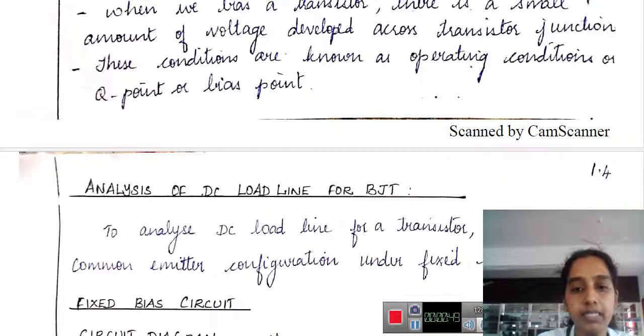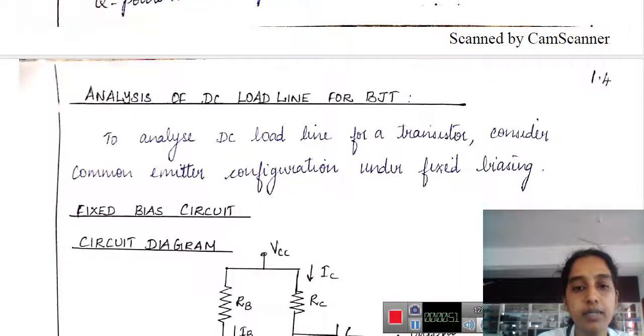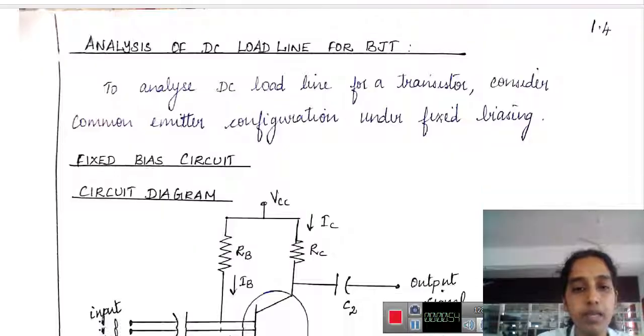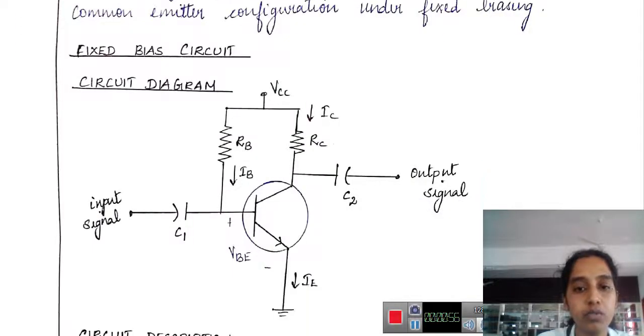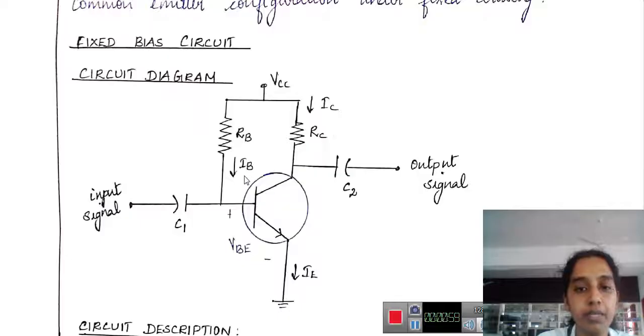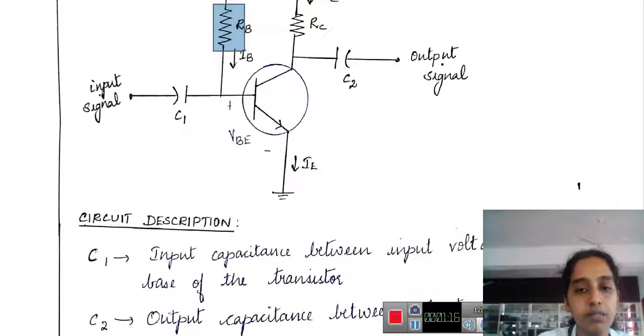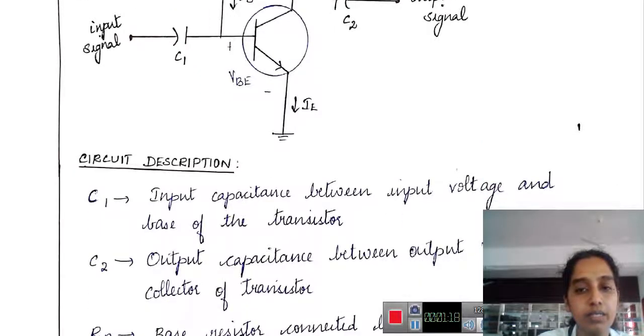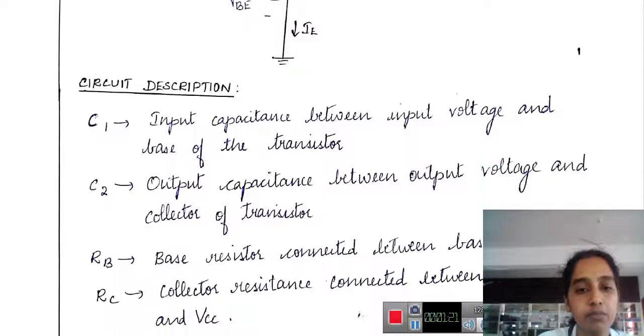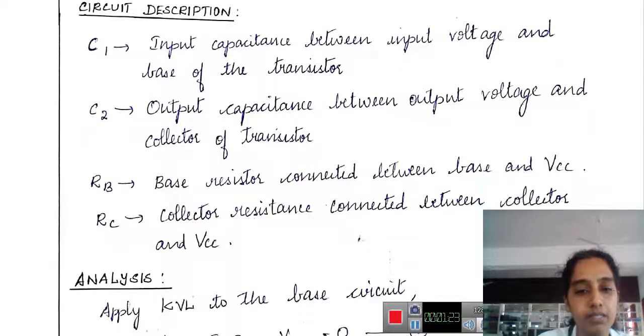So let us see in detail about the analysis of DC load line. Consider a fixed bias circuit. So we have an NPN transistor, collector resistance, base resistance or the biasing resistance. We have the input and the output capacitance. So consider this simple circuit. C1 is the input capacitance, C2 the output capacitance, the base resistor, and the collector resistor.